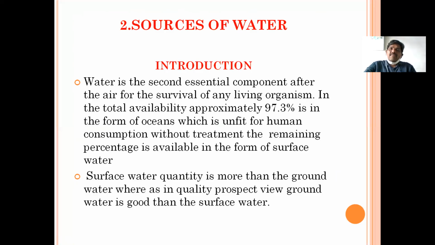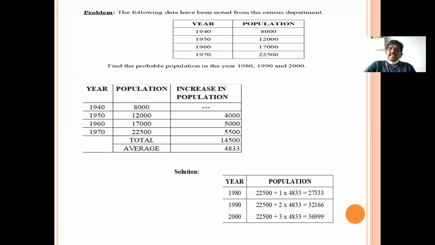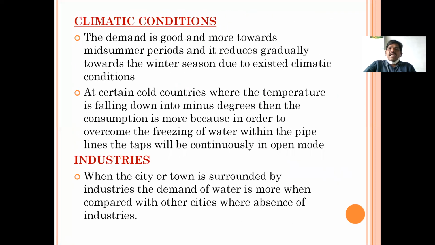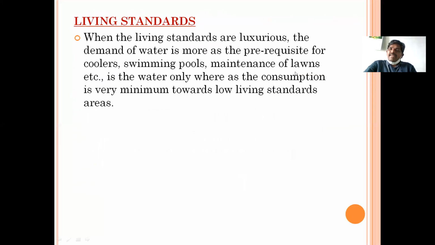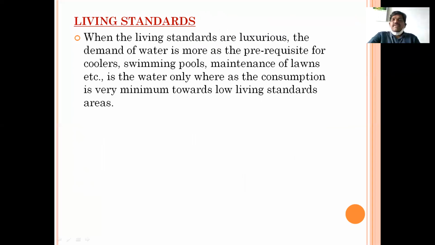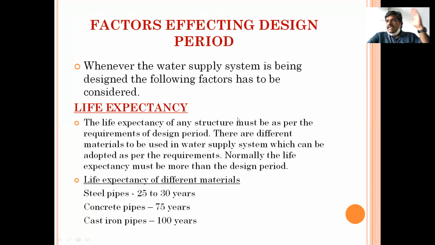I told you in the beginning itself, here is the flow chart of the water supply system. Here we are now. We are here, sources of water. Up to what we discussed is just part of the introduction, which is inbuilt in unit 1. Now we have slowly entered into the second topic, that is sources of water. Here, by the name itself, you can easily get an imagination.